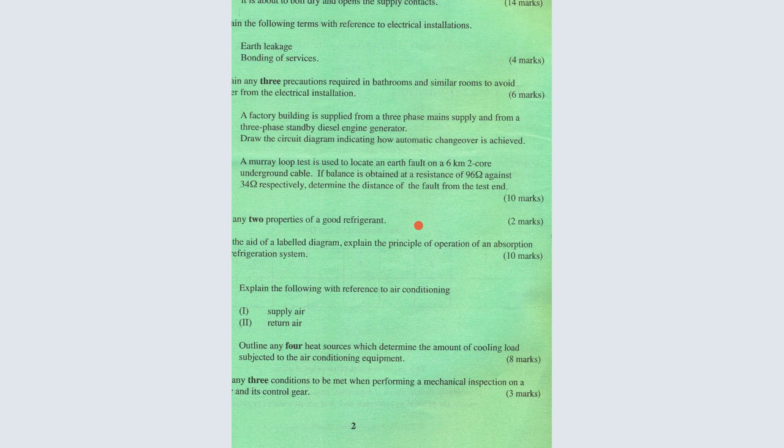Hapo ni sawa? Yes. Because the balance is obtained after it has taken a distance of 96 against 34, meaning from both ends, one is 96, the other one is 34. So determine the distance of the fault from the test end. So the total resistance is 96 plus 34, isn't it? Then you ask yourself, if 6 kilometers is equated to the total resistance of 96 plus 34, what will be the distance at 96? Because from the test end, we have started testing and we have reached a point of 96 ohms, isn't it? Yes. So what will be the distance? Una cross multiply and then you get with explanation so that you can be able to get the 10 marks. Is that okay? Yes.